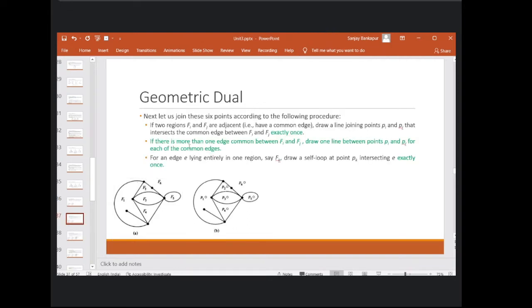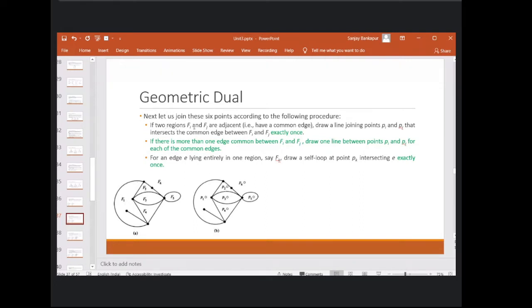Now, there are 3 steps to follow. We'll see them one by one. Next, let us join these 6 points according to the following procedure. These points will become vertices in the geometric dual. Regions became vertices, right? How to join these vertices? Are there any norms? Are there any procedures? Are there any clearly defined steps? Yes, there are, and we'll see them one by one.